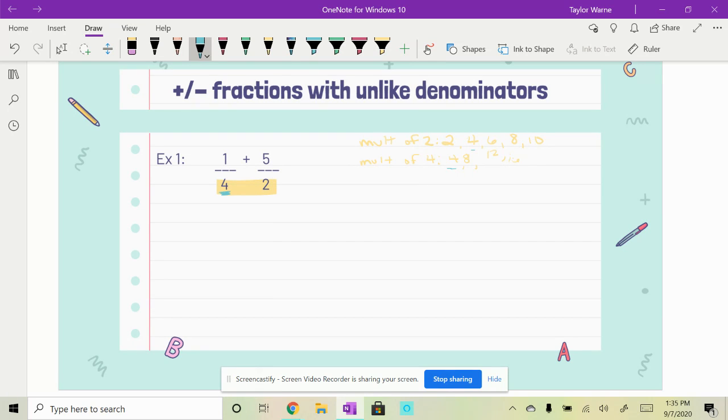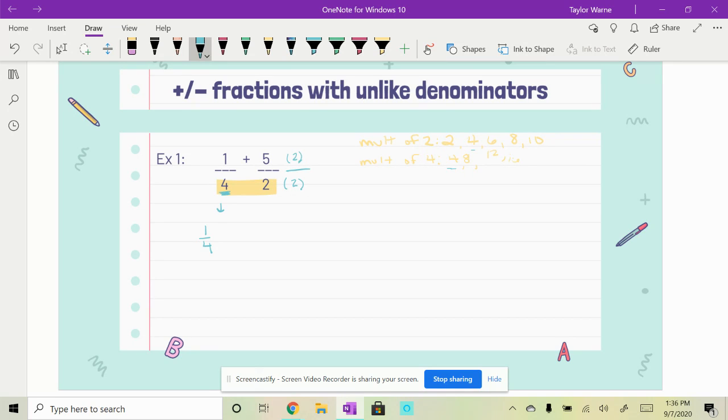So my least common multiple already is a denominator in the first problem. Because of that, I don't need to change my first problem. So I'm going to bring down my 1/4 and keep it the same. However, I need to make this 2 become a 4. So in order to get the 2 to be a 4, I'm going to multiply that denominator by 2. But in order to keep my ratio the same, I need to also multiply my numerator by 2.